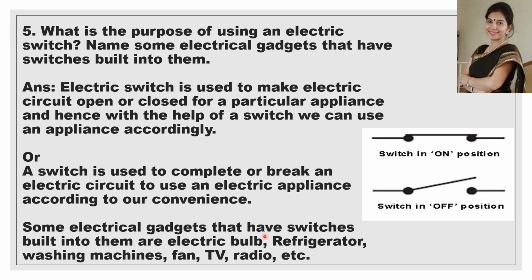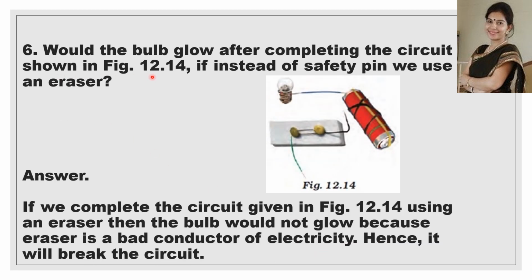Now some electrical gadgets that have switches built into them are electric bulb, refrigerator, washing machine, fan, TV, etc. Now would the bulb glow after completing the circuit shown in figure 12.14 if instead of a safety pin we use an eraser? In figure 12.15 we have completed the circuit like this.